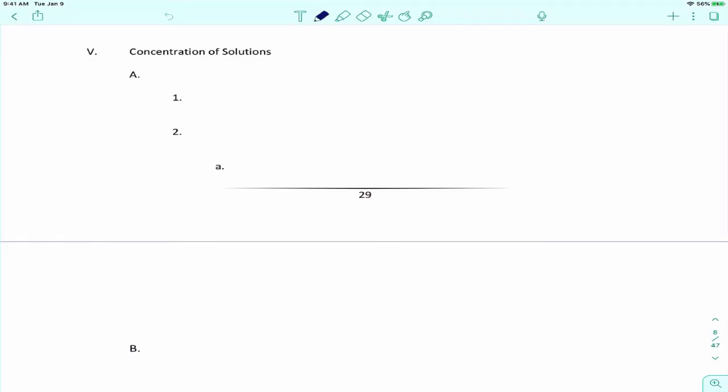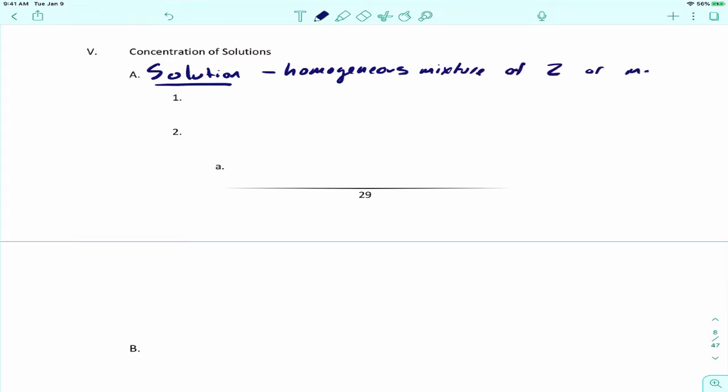In the last set of videos, we talked about an aqueous solution. So now let's formally discuss what this means. We define a solution in chemistry as a homogeneous mixture of two or more substances. Now, one of these substances is usually called a solute, and the other substance is called a solvent. So let's talk about what these mean.